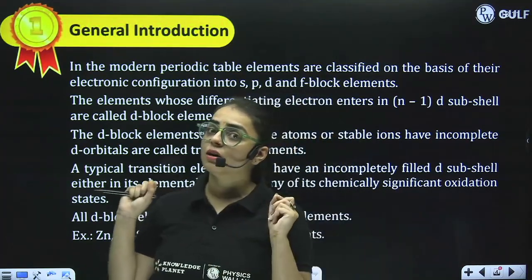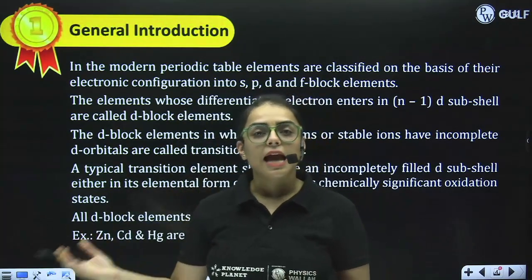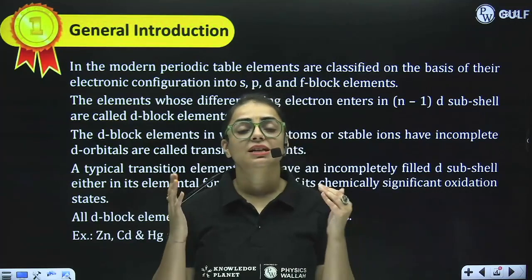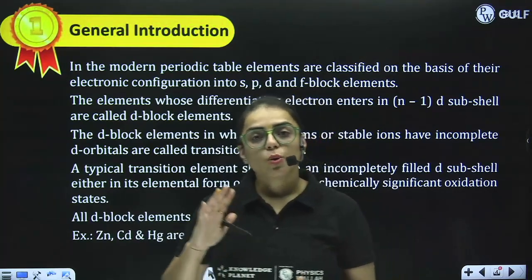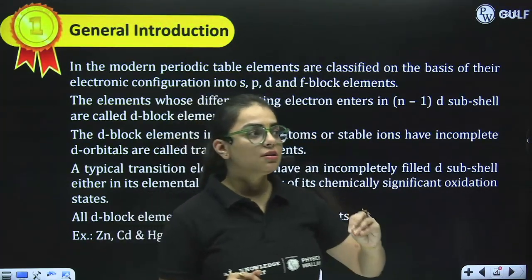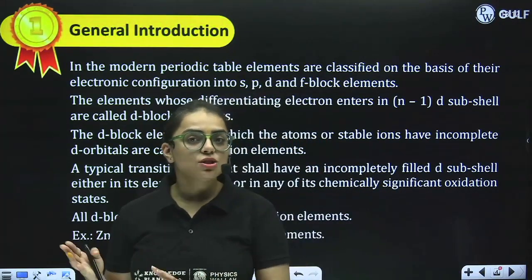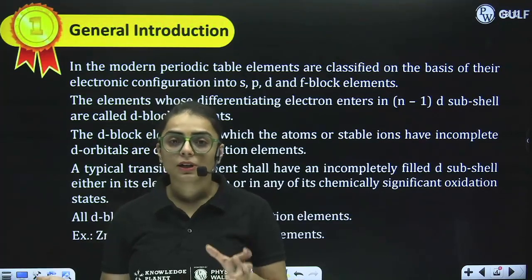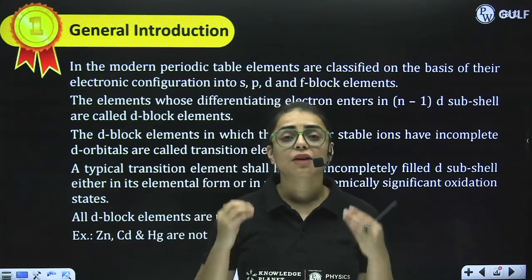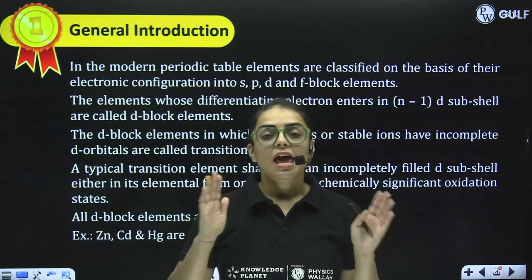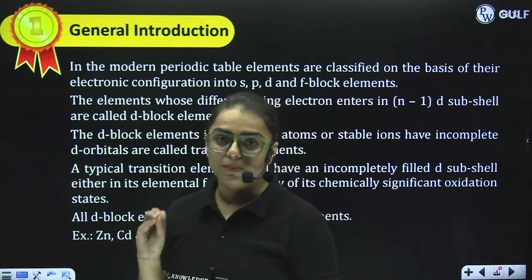And whenever we have a complete configuration, completely filled orbitals, just as in the case of zinc, cadmium and mercury, they are not transition elements, but yes, they are also D block elements, because the last electron enters into the D subshell. So transition elements are those in which there is a partially filled D orbital configuration in the combined or commonly occurring oxidation state. But zinc, cadmium and mercury have completely filled electronic configurations and the last electron enters into the D subshell. So they are D block elements, but they are not transition elements.